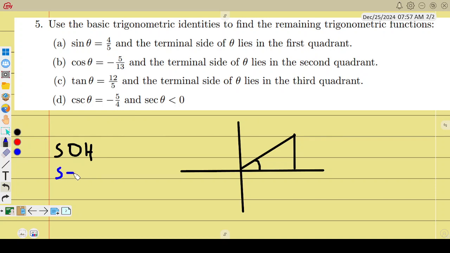So for sine theta, it is equal to opposite over hypotenuse. The number which is on top is the opposite. So like 4, meaning this side we have a 4, and then hypotenuse is 5. This is the right angle. So the angle opposite the hypotenuse.